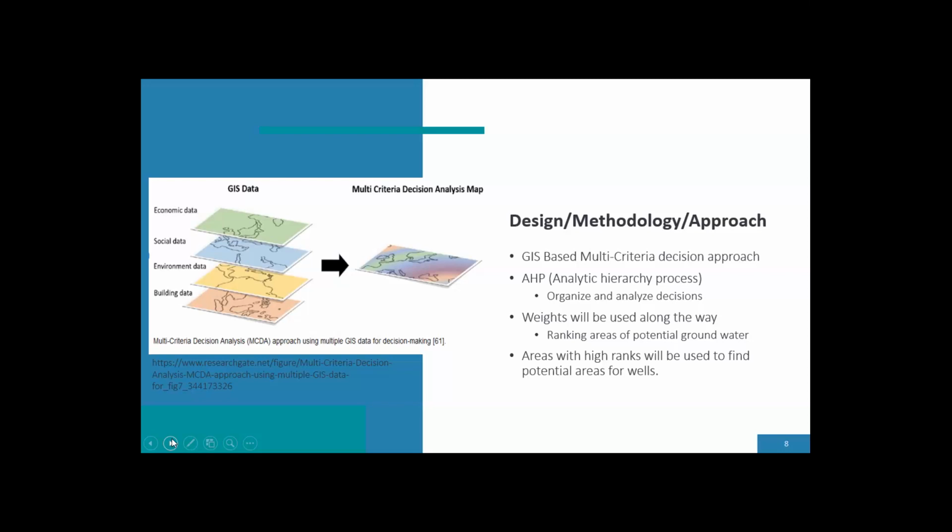from low to high. I will then use the AHP method, the analytical hierarchy process, to organize and analyze my decision. The AHP method is a pairwise comparison method that is used to apply weights to all my classified raster maps for my criteria into one groundwater potential map.